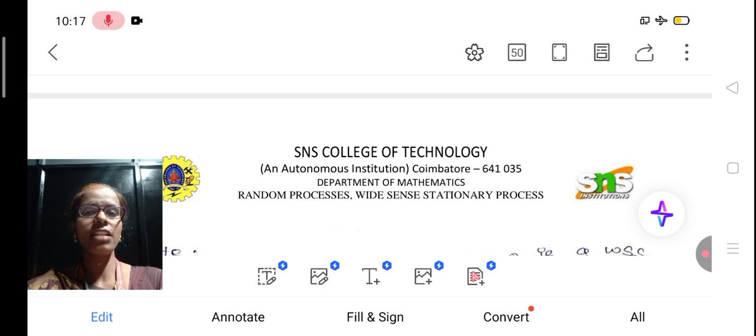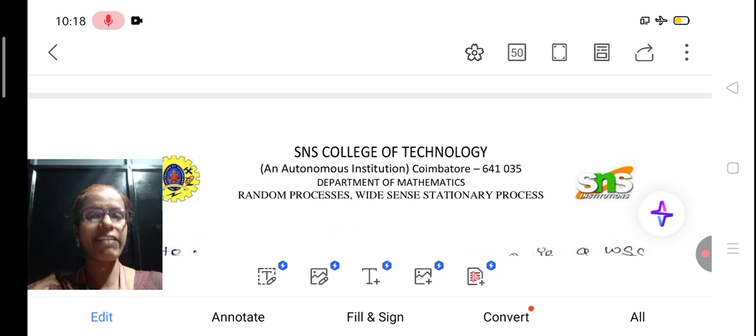So in today's class also we are going to have the same topic, random process. In last class we just recalled the basic definitions and classifications. In today's class we are going to start the problems.